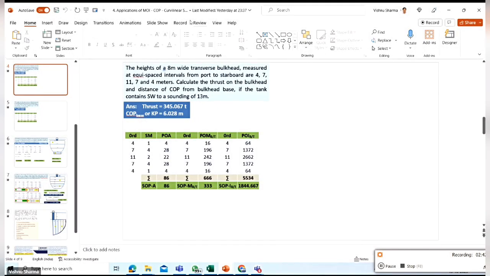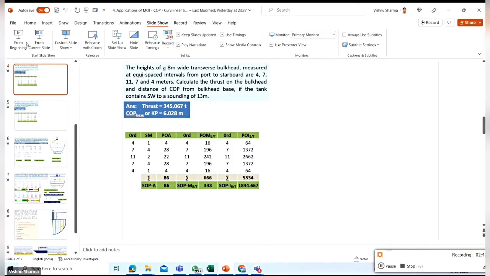Yes, okay. Let me put this in the slideshow. The height of the 8-meter wide transverse bulkhead measured at equispaced intervals from port to starboard.